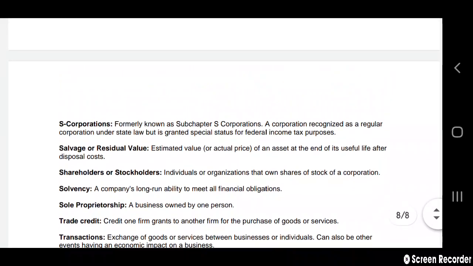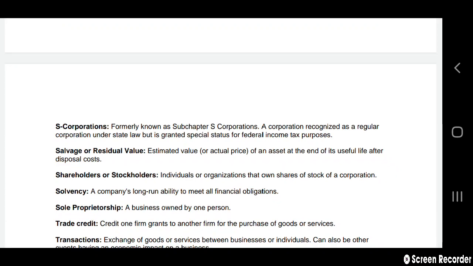So okay friends, this was your chapter, accounting terminology. So I think you understand this chapter.